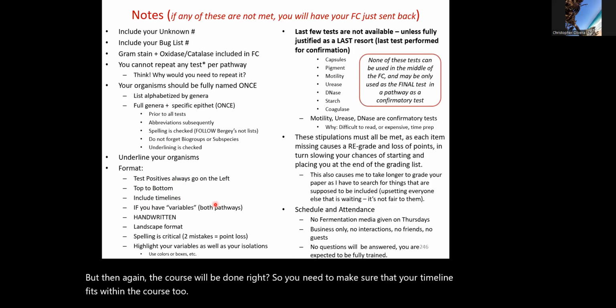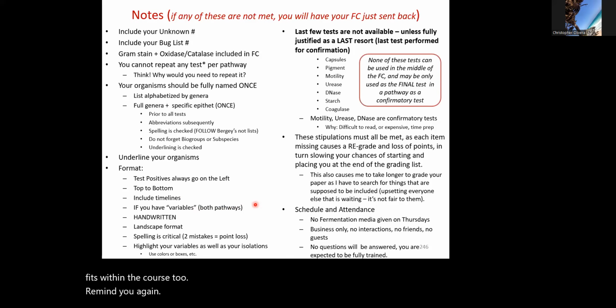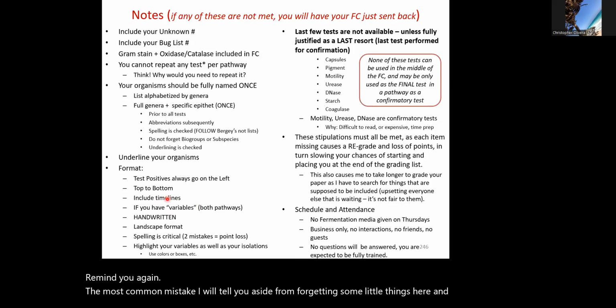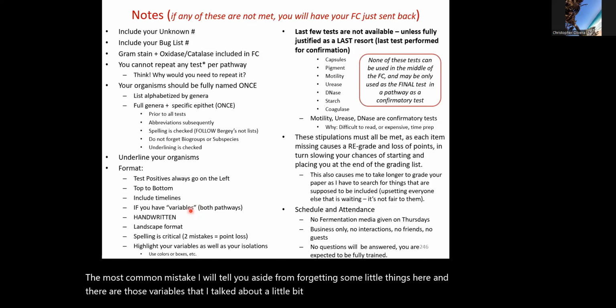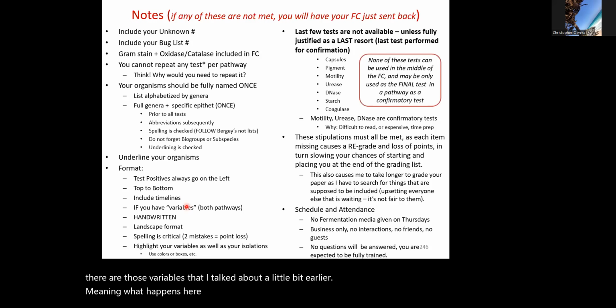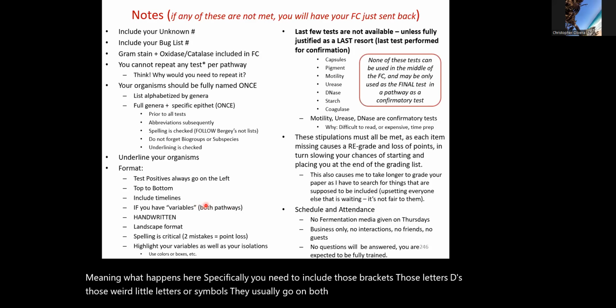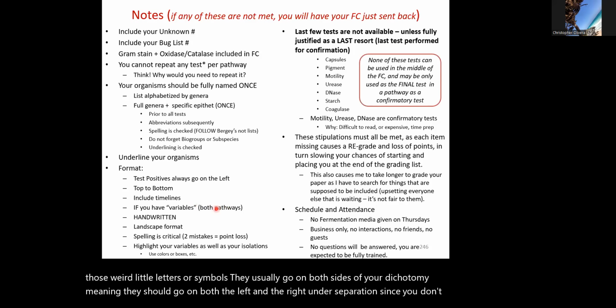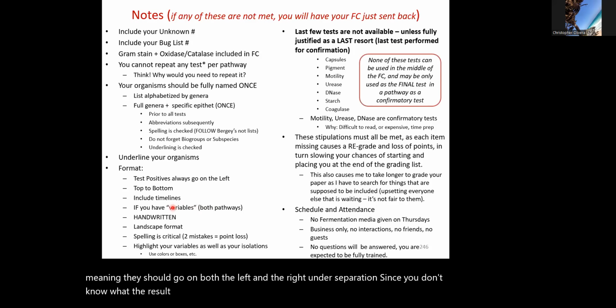Remind you again, the most common mistake I will tell you, aside from forgetting some little things here and there, are those variables that I talked about a little bit earlier. Meaning, what happens here specifically, you need to include those brackets, those letters, those weird little letters or symbols. They usually go on both sides of your dichotomy, meaning they should go on both the left and the right of your separation, since you don't know what the result is. Hence why they're called variables.